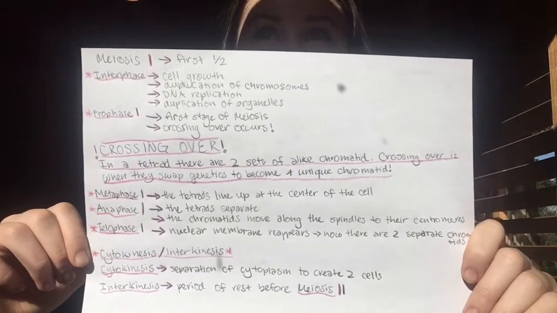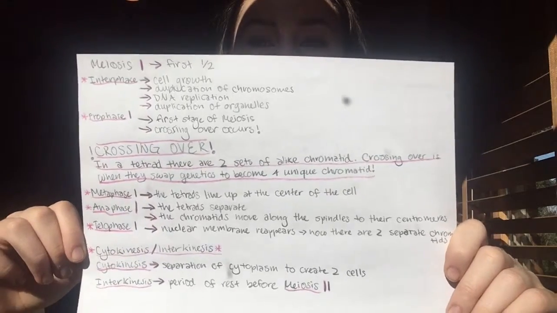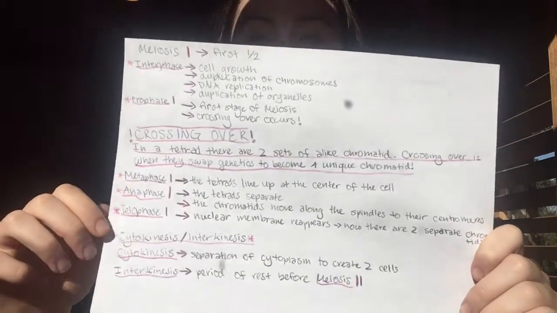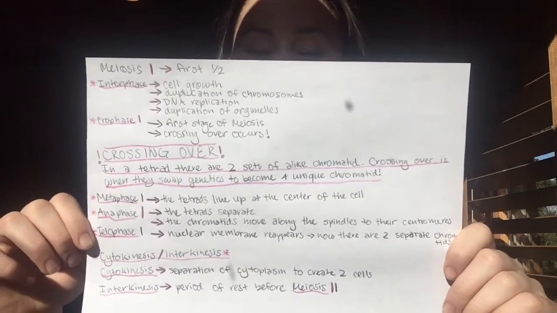Now onto cytokinesis and interkinesis. Cytokinesis is when the separation of the cytoplasm creates 2 cells, and interkinesis is the period of rest before meiosis 2.